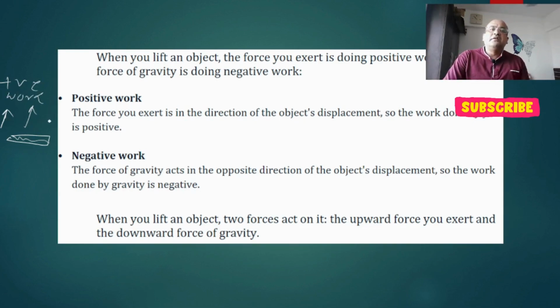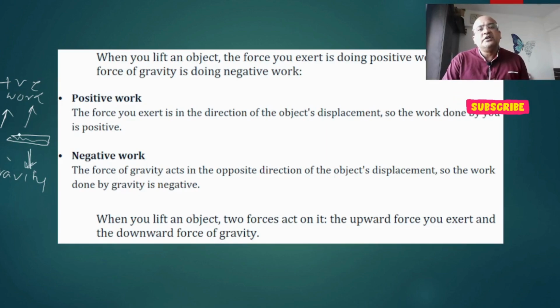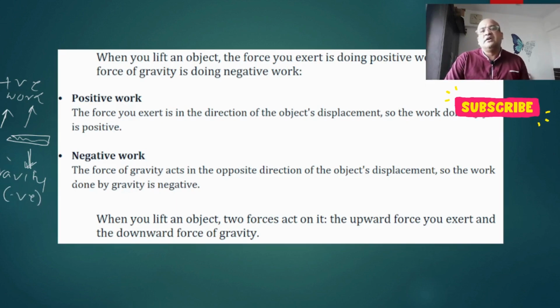Then you know that there is another force acting on the object, which is called gravity. That is the gravitational force which is acting. Gravitational force is putting its force downwards. The force of gravity acts in the opposite direction of the object's displacement. The object is being taken up and the force is acting down. So the work done by gravity will be negative.